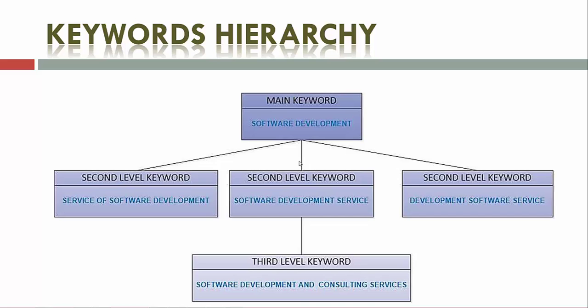Determine the second level of your keywords. The next, for example, 5 keyword phrases which include your main keywords as their part, such as software development service. You might have a better ranking for your second level keyword than the first one. You might have a few keyword levels.